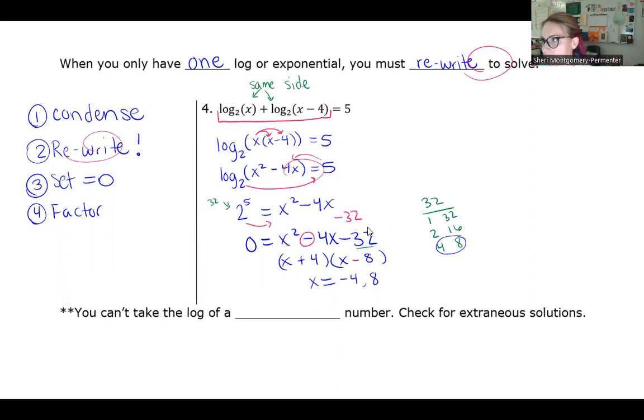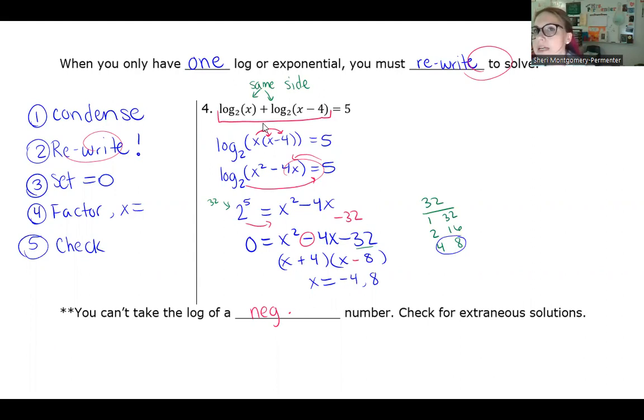Before I can circle this, I have to check my answers. I have to factor, get x equals, and then I have to check. Why do I have to check? Yeah, you can't take the log of a negative number. Pretty much, by and large, you should just double check if you get one answer, but usually the answers for extraneous solutions are when you're solving and you get two answers. And sometimes they both work, sometimes neither work, sometimes one doesn't work. So we're just gonna check them.